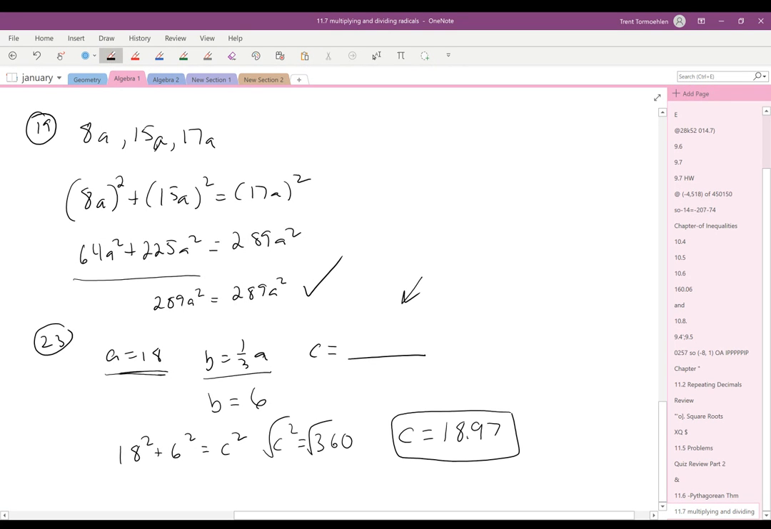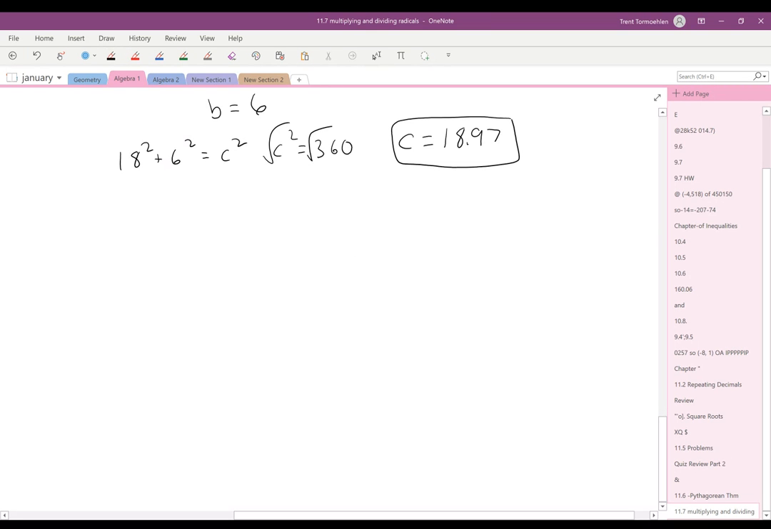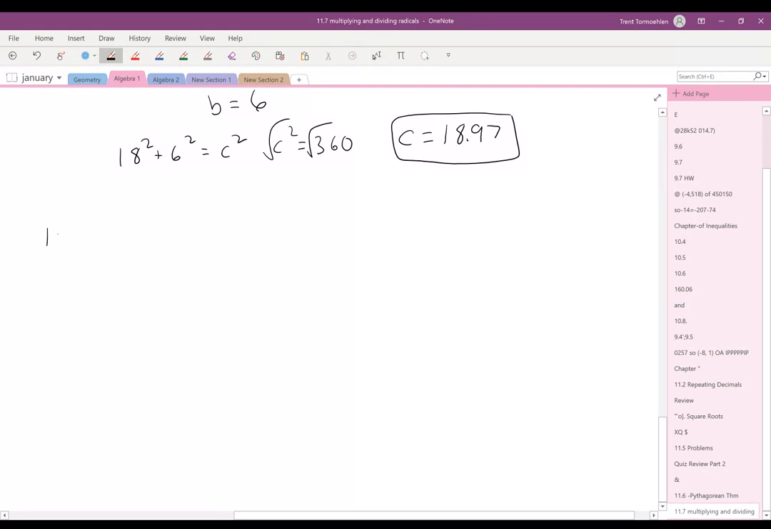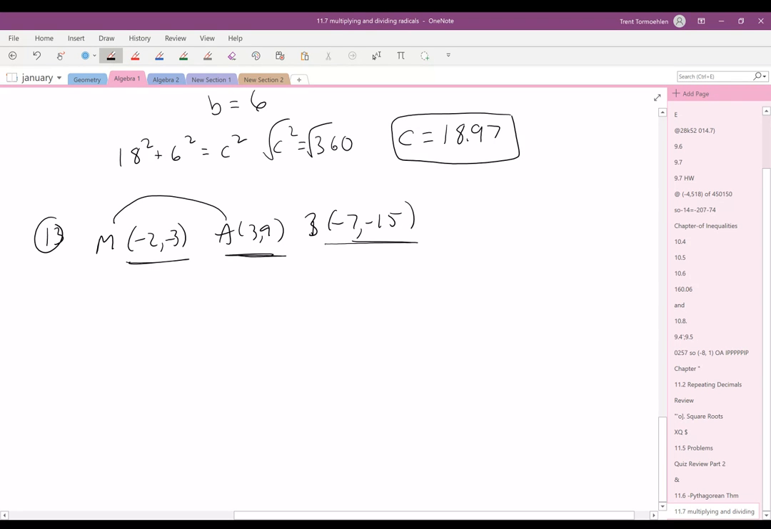And then from the extra section on the distance formula, you're given number 13. You're given that m is (-2, -3), a is (3, 9), and b is (-7, -15). And what you want to show is that m is equidistant. This is equidistant from this point and this point, which means the distance from a to m is equal to the distance from b to m. So you use your formula.